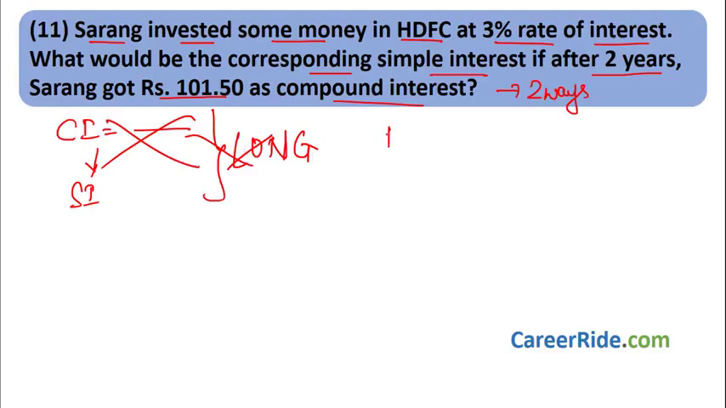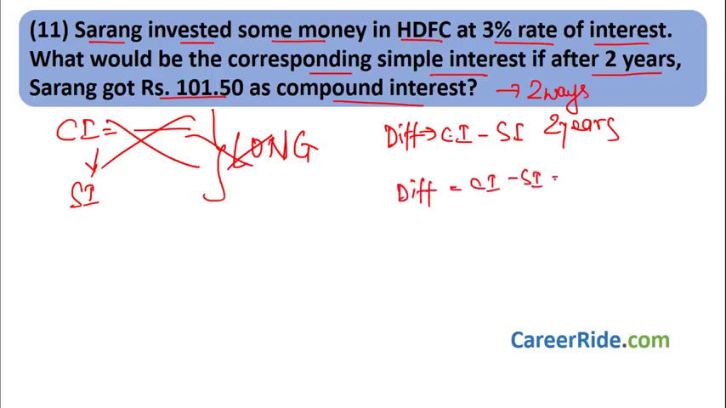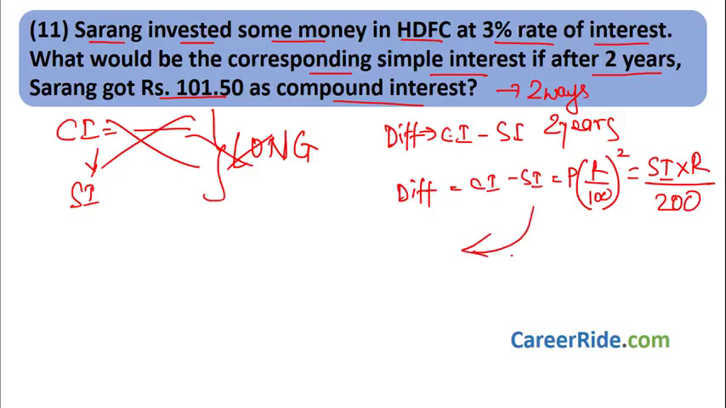Whenever we know the difference between compound interest and simple interest for 2 years, what is the formula we use? The difference, compound interest minus simple interest, would be equal to P into R upon 100 the whole square. That is also equal to simple interest into rate of interest divided by 200. We will use this formula.